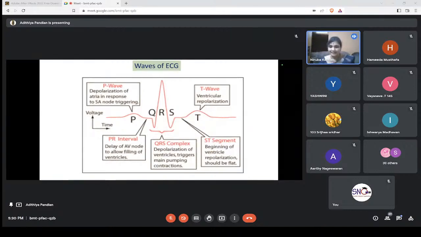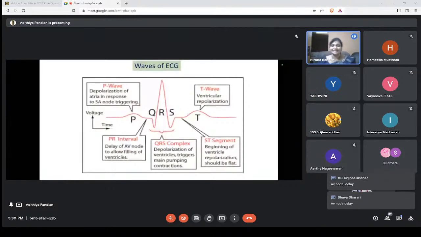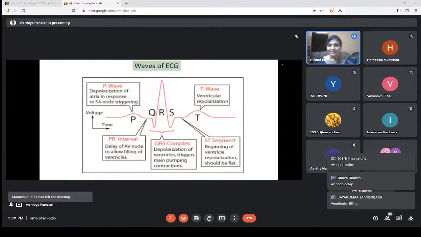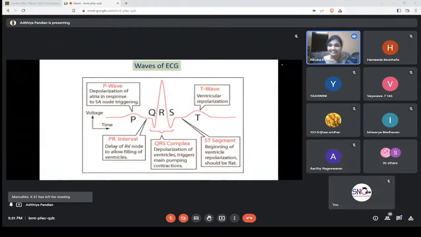What is happening in this PR interval? It is AV nodal delay. Not only AV nodal delay, there's something else also happening there. Okay, ventricular filling, somebody has come up with this. Jay Kumar has come up. Okay. What is happening in that PR interval other than AV nodal delay? Even your bundle branches and Purkinje fibers are getting excited. Only when they get excited can the ventricles get depolarized and bring you a complex called the QRS complex.